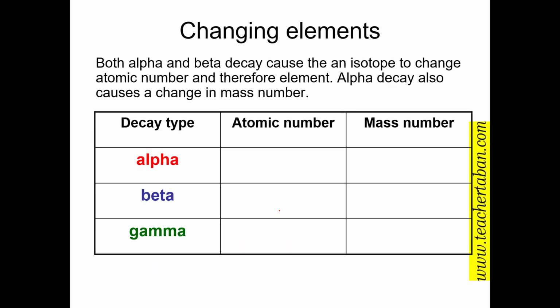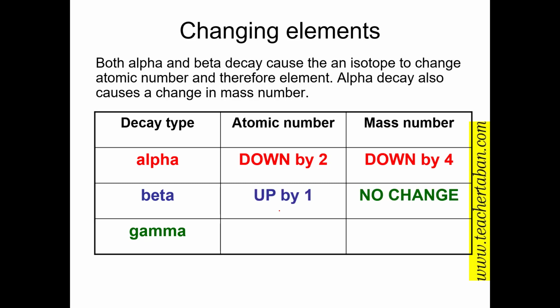Let's try this question here. It says that both alpha and beta decay cause isotopes to change in the atomic number and therefore the element. Alpha decay also causes a change in the mass number. Let's begin with alpha. What happens to the atomic number? What do you remember happens here? The atomic number increases or decreases by which number? It decreases by 2 and the mass number decreases by 4. How about the beta particle? When the beta particle has been emitted, the atomic number increases by 1, correct? And the mass number remains unchanged. For the gamma decay, there is nothing that changes.